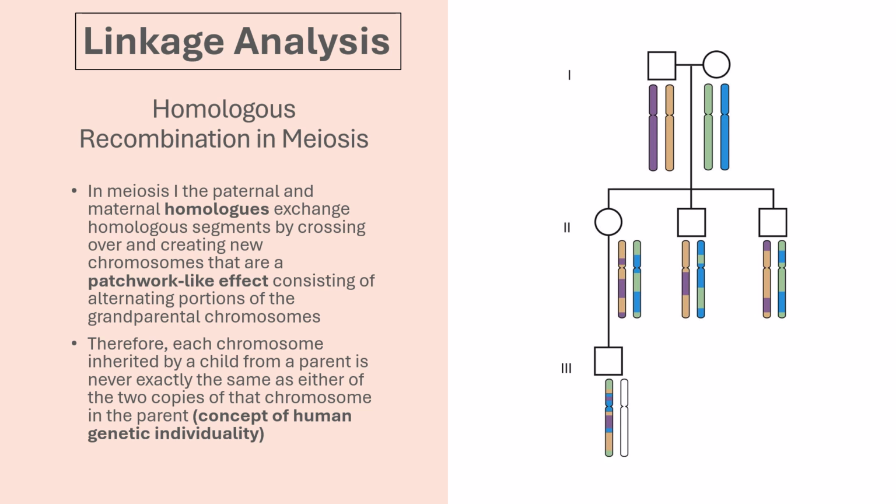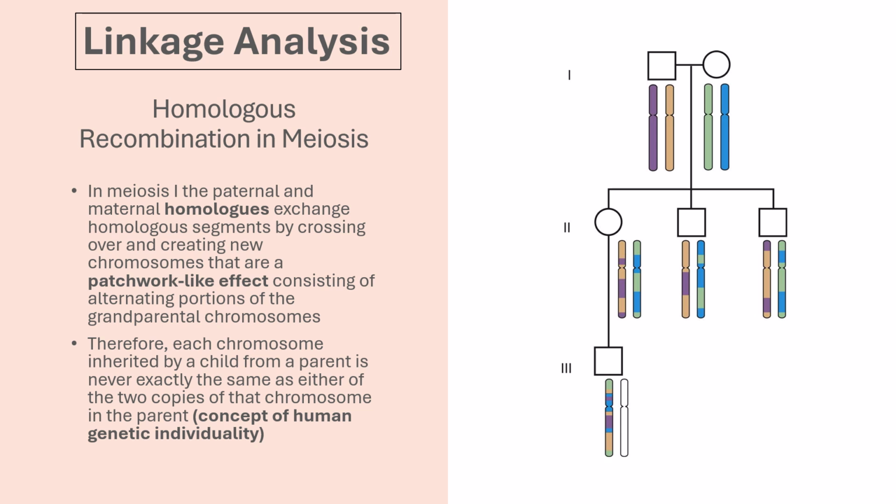So what is linkage analysis? Before we start studying linkage analysis, it's important to know something about homologous recombination in meiosis. So we know that in meiosis 1, there are 2 homologs that pair with each other. Homologs are similar chromosomes, one that comes from the mother and the other that comes from the father, as you can see here. So there are 2 homologs that pair up.